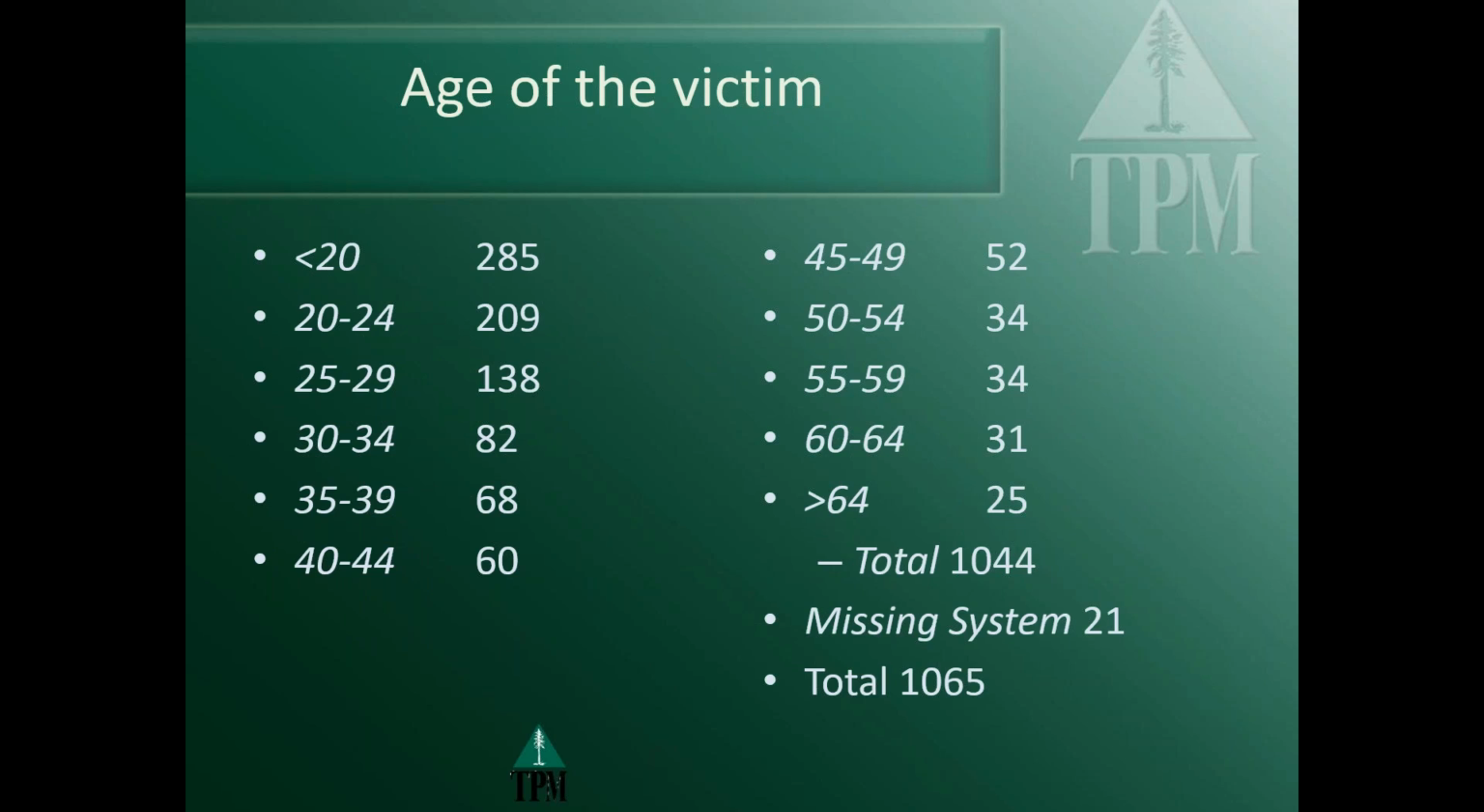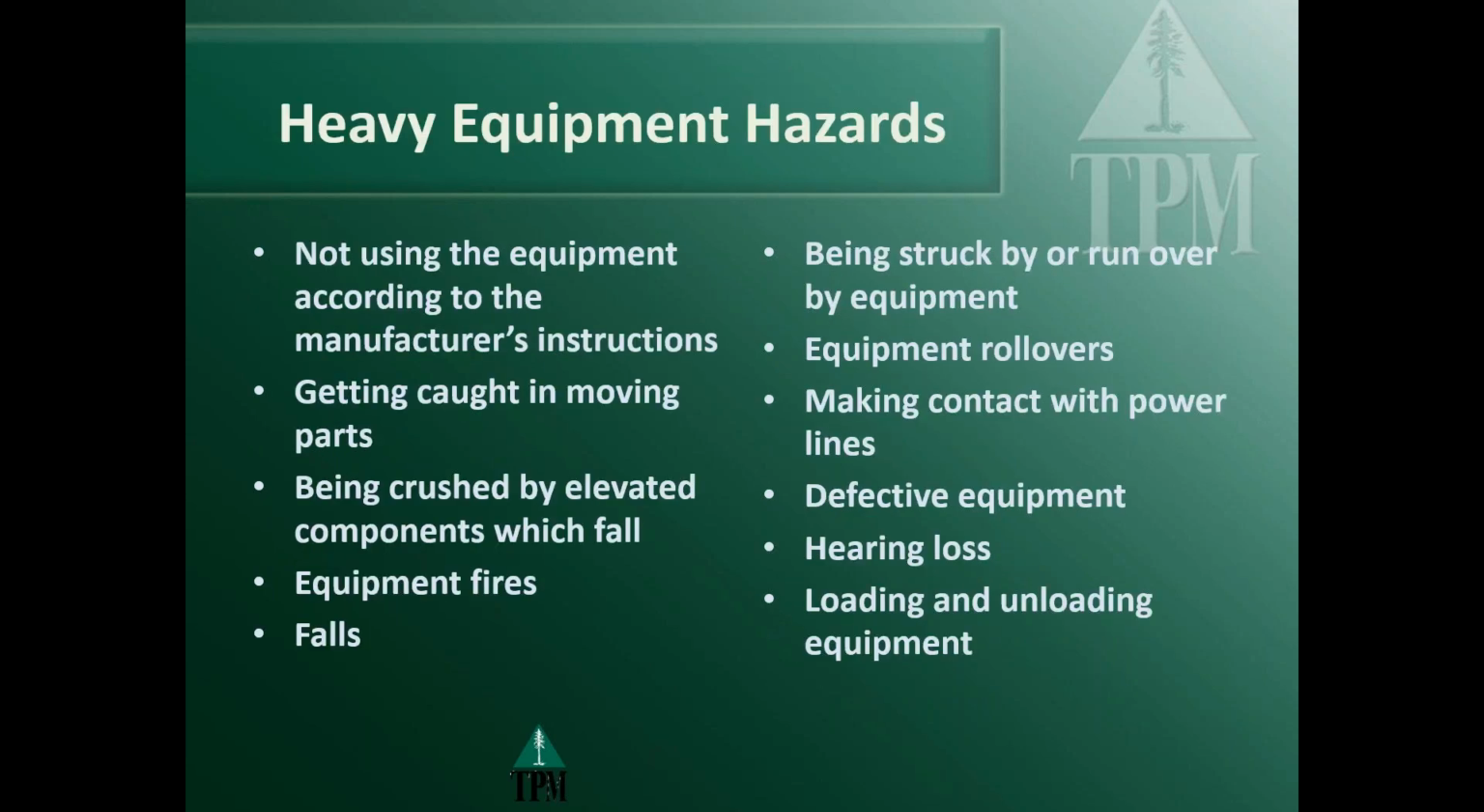And then the age of the victim I found very interesting is that you've got a huge majority of these again that are 29 and younger. And so I think what happens is as we get older, we get more experienced, and hopefully we get a little bit better judgment, because the numbers just keep decreasing as the age gets higher.